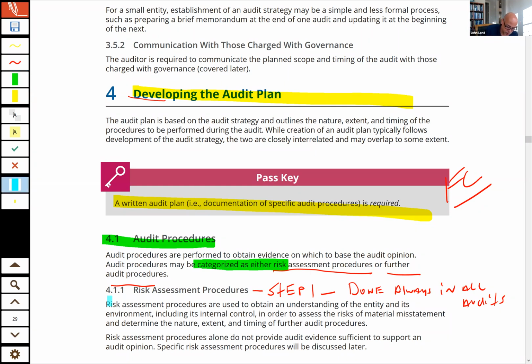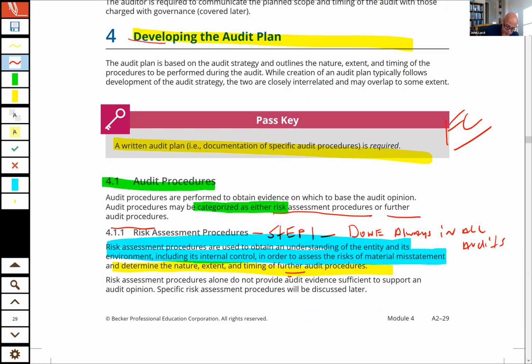And the risk assessment procedures are to obtain an understanding of the entity and its environment, including its internal control, in order to assess the risk of material misstatement and determine the timing, extent, and nature of further audit procedures. And further audit procedures are going to be the next step, right? We have two steps: risk assessment procedures and further audit procedures. This is step one. This is step two. Okay, so you have to do that on every engagement. You must do these things.